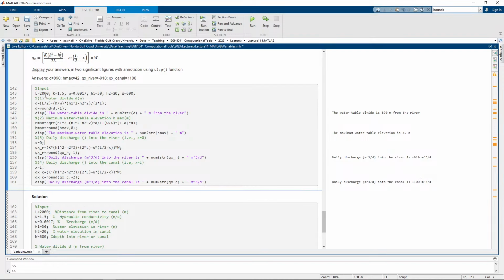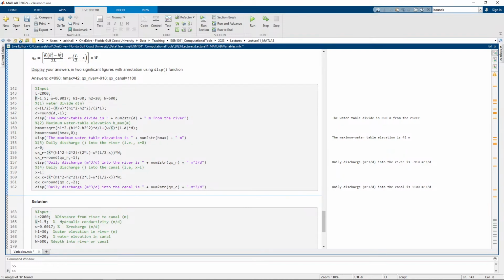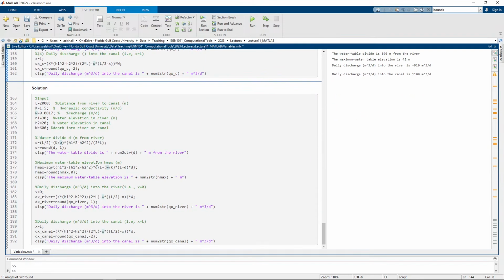I could also maybe annotate my solution, right? What is L? Annotate it. So you see here, this is the solution. If you want to make your code more readable so that the user will just look at it and understand. So here, L is the distance from the river to the canal. K is hydraulic conductivity. This is recharge, water table elevation to the river, water table elevation to the canal. That's also in meter. Depth of the water to the canal, that's also in meter. And then you run your code. So if we run this code, we should get the same answer we got above here.